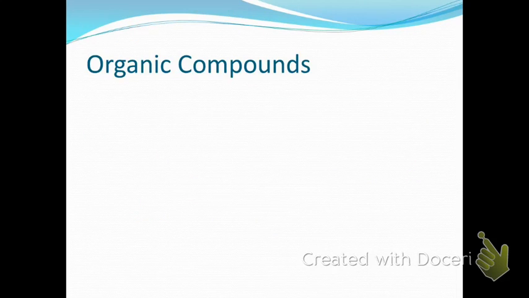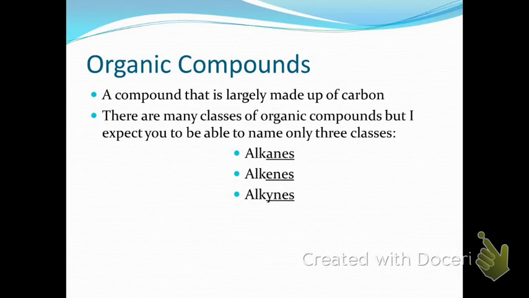The last compound group. Now I know my students did not learn this, so this will be new for you guys, but you should pick up on it easily. Organic compounds are defined as compounds that are made up largely of carbon. If you go to chemistry in college, you may have to take organic chemistry. I won't begin to tell you how much fun that is, but it really does revolve a lot around carbon. There are a lot of classes of organic compounds, but I expect you to know these 3 classes only. Alkanes, alkenes, and alkynes. And notice they only differ at the end. Ane, ene, yne. Keep that in mind as we go forward.